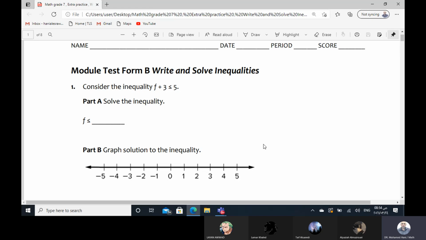Math, grade 7. We will continue our revision for final exam, term 2. We have now this question. Consider the inequality f plus 3 less than or equal to 5. Solve the inequality. I want from all to write this inequality in your notebook and try to solve it and tell me what is your answer. Start, please.